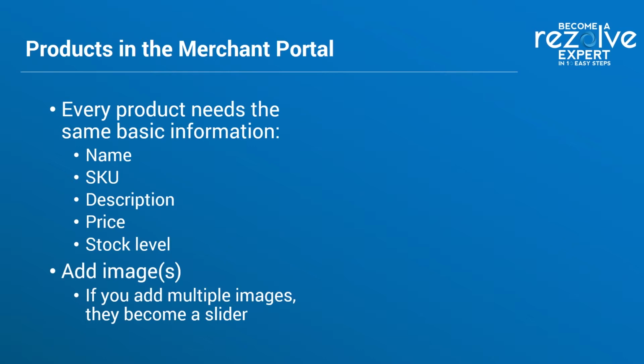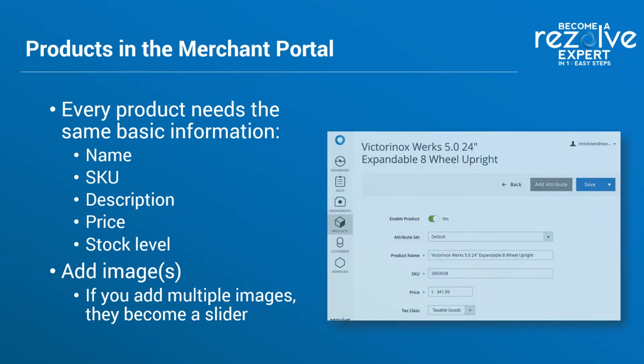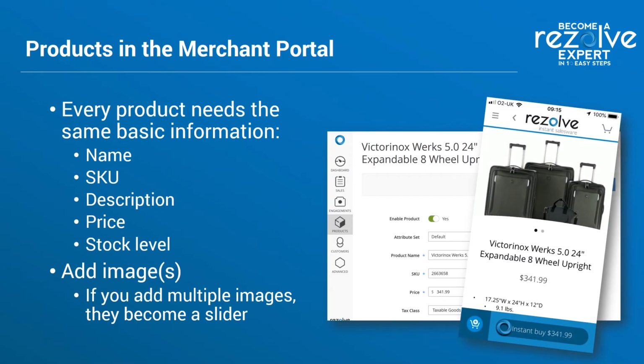And then of course you want to put images in to make it look attractive and interesting, and if you put more than one image in, then Rezolve will automatically create a slider for you in that app so consumers can look through all the different images that you provided. And this is what our product looks like when you're adding it via the merchant portal, and that gives you an example of what it's going to end up like when it's in the reference app or in any Rezolve enabled app. So let's add a product into our new category.